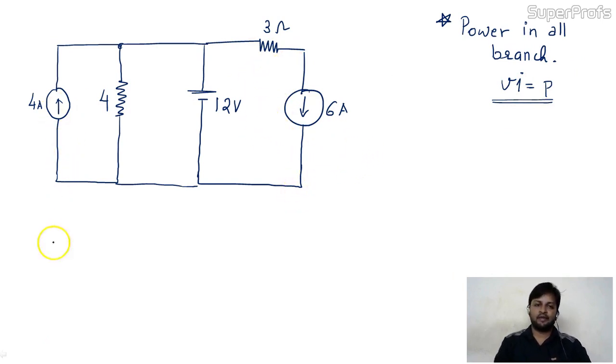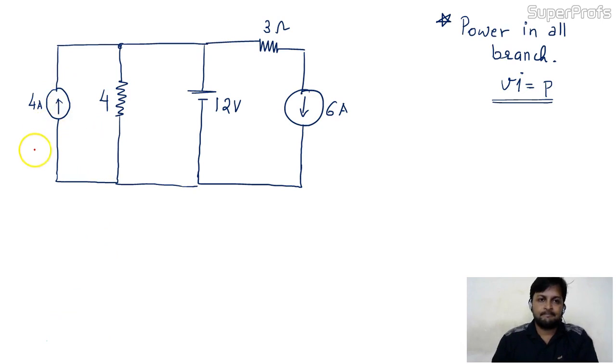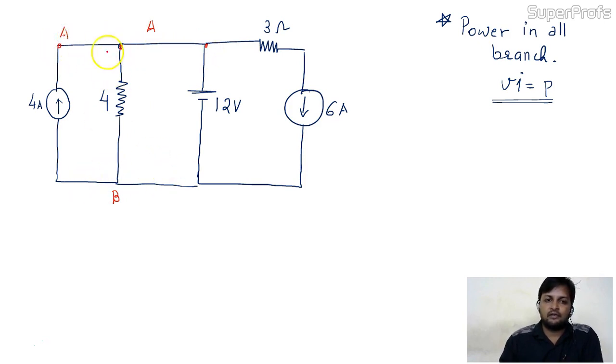So see this circuit, I am going to analyze this. This is point A, this is point B. This point, this point, this point, these are the same point. Why? Because they are connected with a wire only. There is no other element in between them. So this 12 volt is nothing but in between A and B, meaning the same 12 volt is here also.